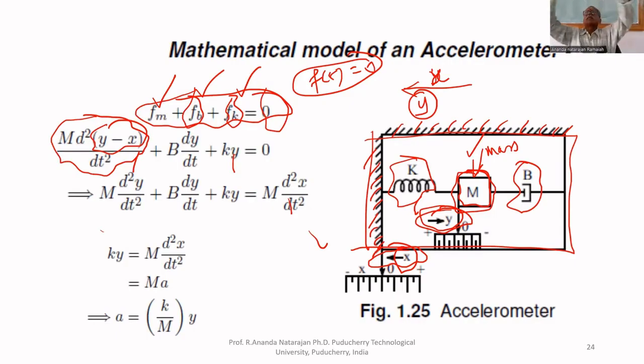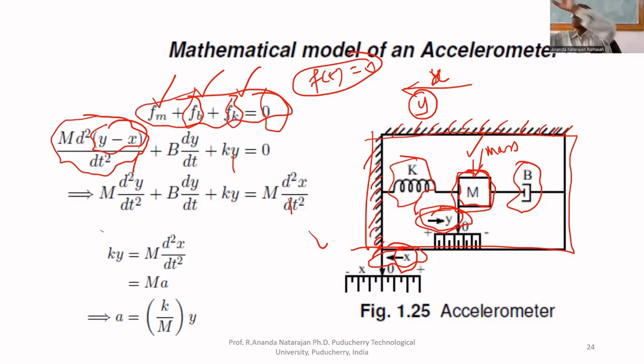Not like a spring. If it is a spring, both are moving in the same direction. Notice that here the spring is moved to this point. Now x1, x2 come closer. That's why the net displacement is x1 minus x2.